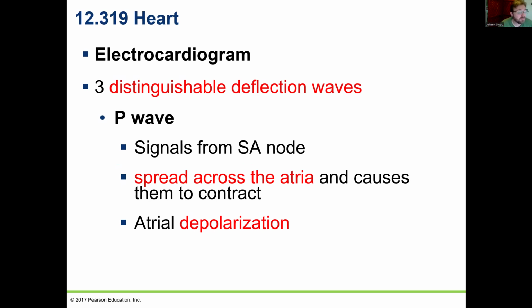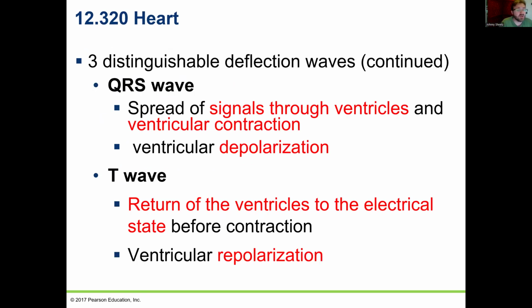First, you have a P wave, which is going to be receiving signals from the SA node. These are going to spread across the atria and cause them to contract, leading to atrial depolarization, working within the electrical terms that we established during our neural section. Then we have the QRS wave, which is going to be a spread of signals through the ventricles and ventricular contraction, which is going to in turn lead to ventricular depolarization. Finally, we have the T wave, which is a return of the ventricles to the electrical state before contraction, at which point the ventricles can start to repolarize.